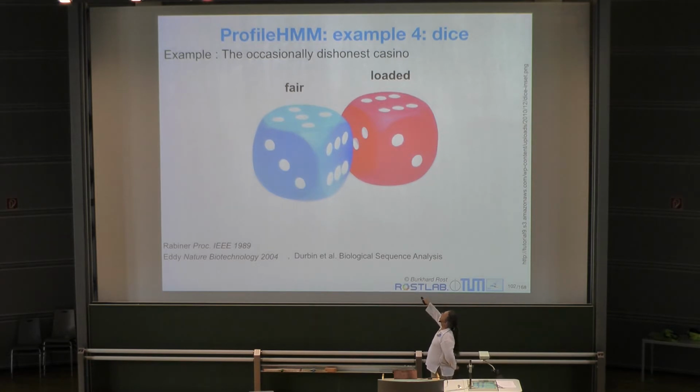So there's a fair die and a loaded die. The red one does not give you equal probability of all 6 numbers. That's what loaded means. The fair one, the blue one, has the same probability of getting a 1 as of getting a 6.